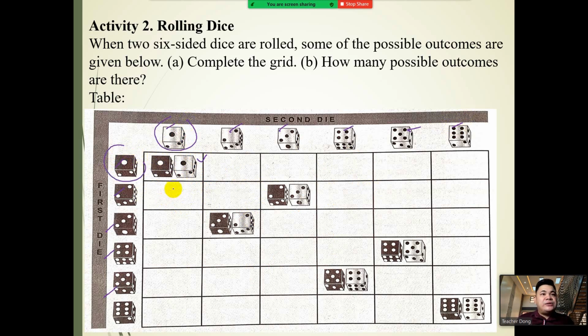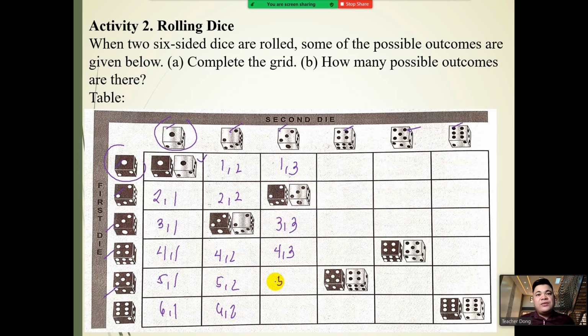And then, how about under that? We have 2 and 1, 3 and 1, 4 and 1, 5 and 1, and 6 and 1. In the second column, it's the same. We start from the first die: we have 1 and 2, then 2 and 2, 3 and 2, 4 and 2, 5 and 2, and 6 and 2. For the third column, we start from 1 and 3, 2 and 3, 3 and 3, 4 and 3, 5 and 3, and then 6 and 3.